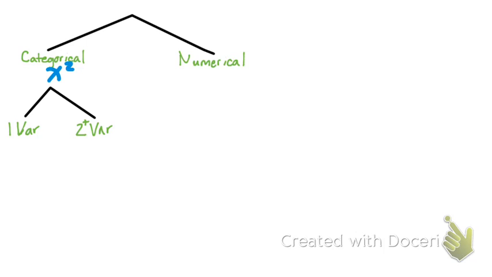Now, if it's one variable, it's going to be some kind of chi-square goodness of fit test. And there's two different flavors of the chi-square goodness of fit. One flavor is where the null hypothesis is that the proportions are equal. The other flavor is where your null hypothesis is that the proportions match the given values.